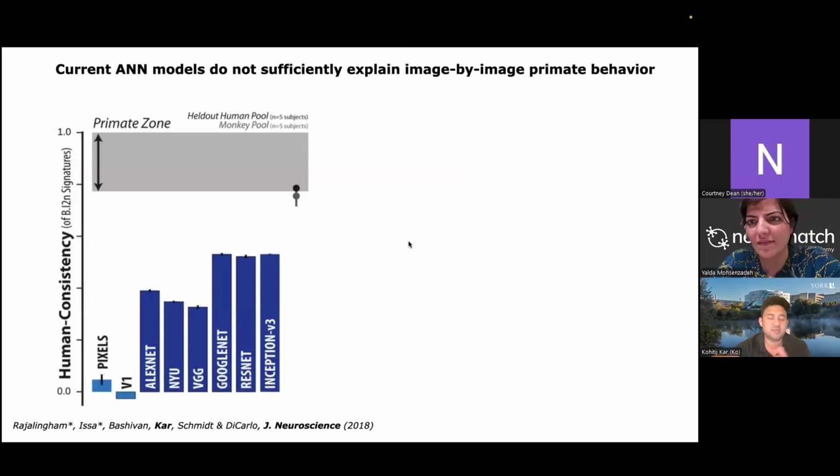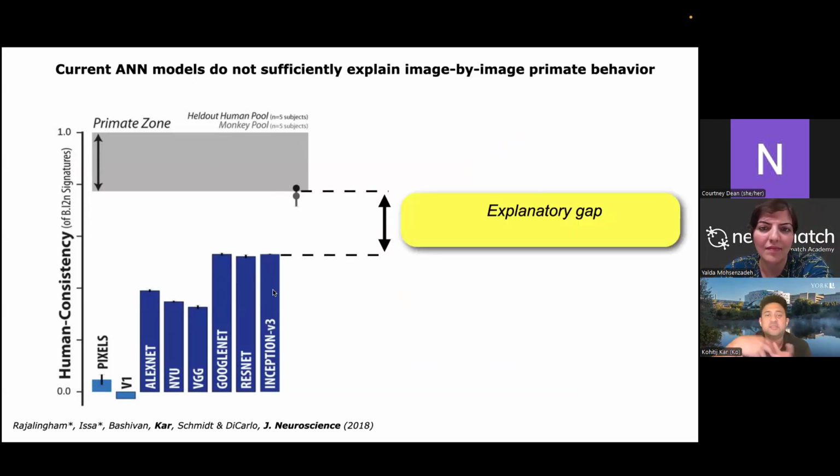They have problems. This is a plot from a paper that I'm showing you, where you can think of the higher bar as humans predicting humans or monkeys predicting monkeys in their own behavior. And the bars are how well the models can predict this behavior. What I'm trying to show you here and motivate is that there is an explanatory gap. These models cannot completely predict the behavior of the human. So we need to improve them, right? Okay, so how to bridge this gap?